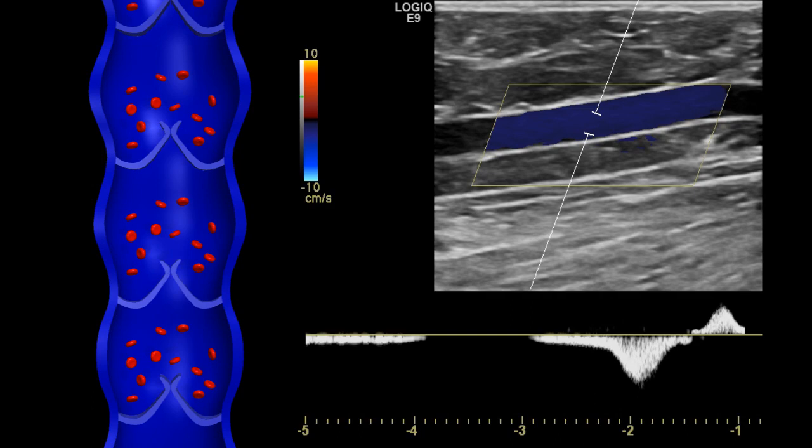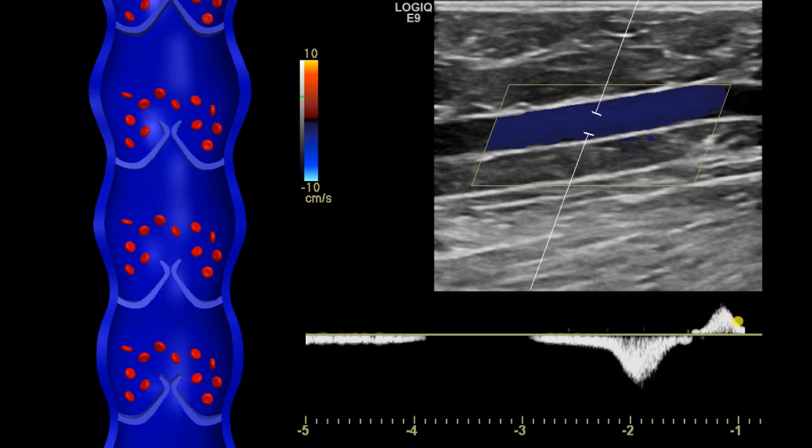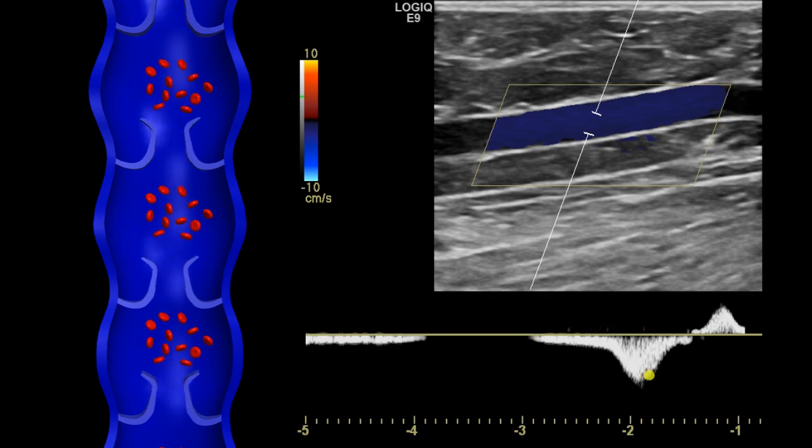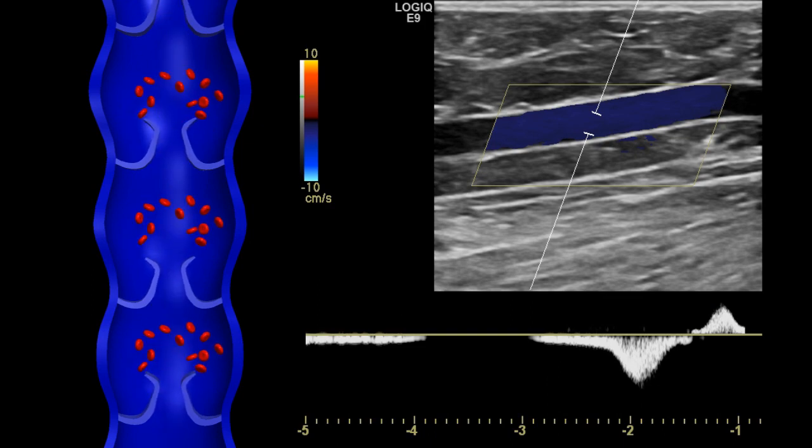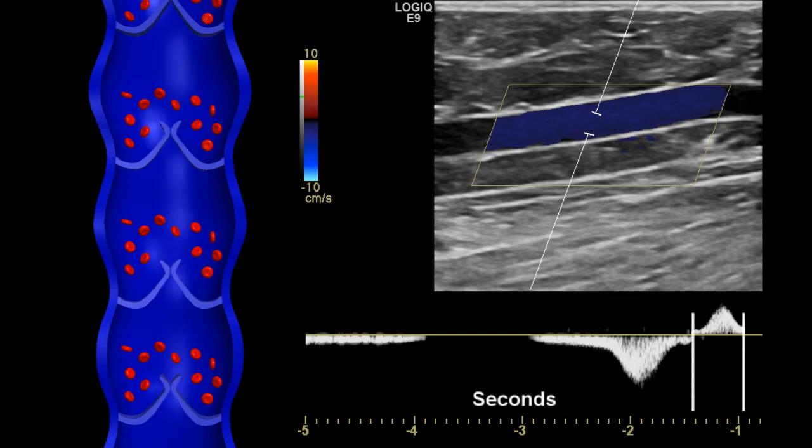With the Doppler on the vein, the technologist will squeeze the calf, which will cause blood to rush through the veins towards the heart, which shows up as a peak on the Doppler graph. When the pressure is released, the blood will stop and reverse flow towards the feet, which shows up on the graph as a peak in the alternate direction. If the valves are intact, as in this case, the valves will close and there is no significant flow reversal.